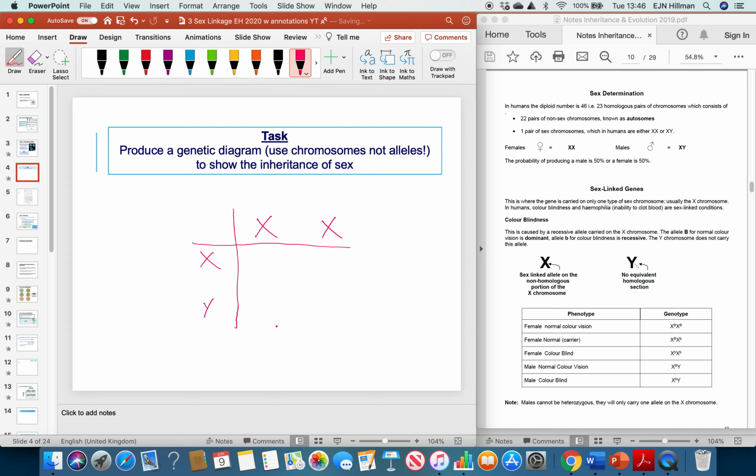And we see XX for female, XX for another female, XY for a male, XY for a male. So I doubt this is news to anyone, but there is a half chance, or 0.5 chance of it being male, and the same for female.